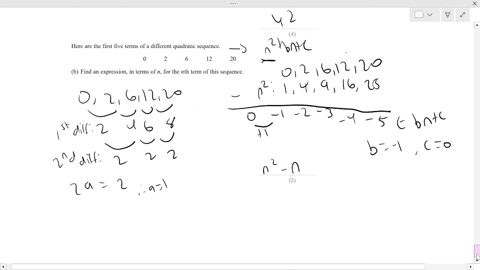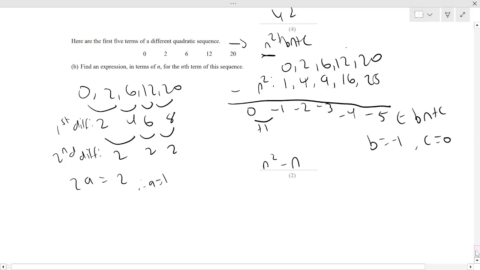Cool. And that'll be the same process every single time, right? Consider the first and the second difference. Find a. Then you take away the an squared term. So a was 1, so you consider 1n squared, which is n squared. And then you take that away from the original sequence to then get the linear one. And then you find b and c. Cool.